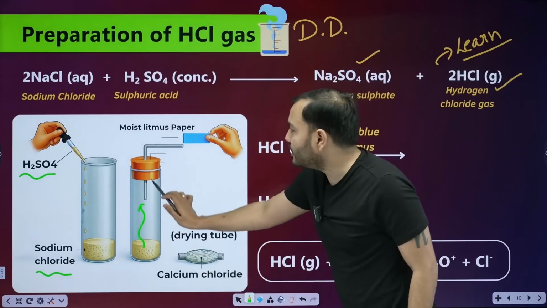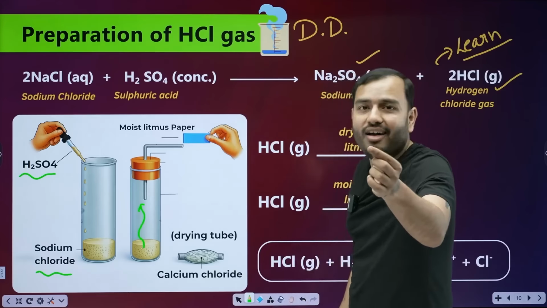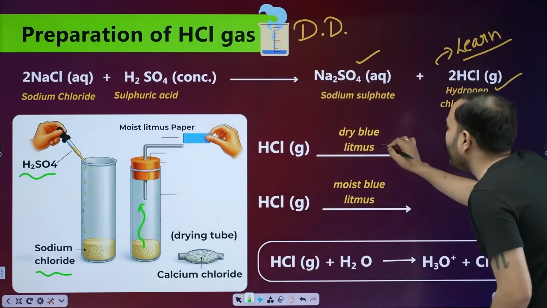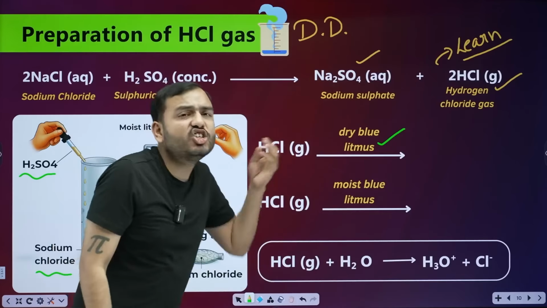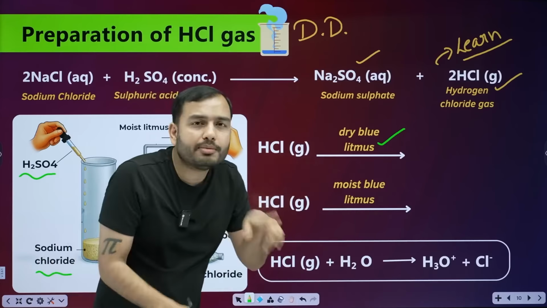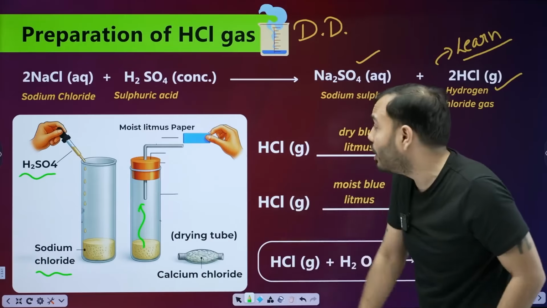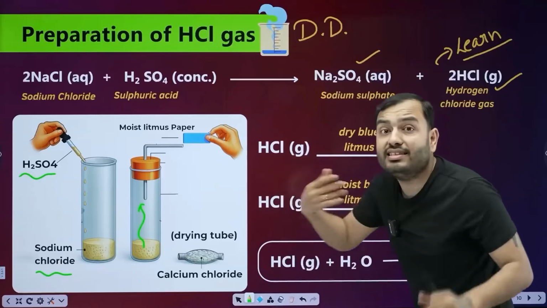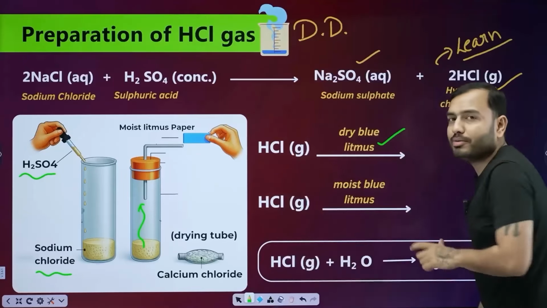When this HCl gas came out of here, we brought litmus paper. But listen to this carefully. We brought dry blue litmus. What is it? HCl gas. What did we bring? Dry blue litmus. No water is there. Now tell me, will the color of litmus change? No, it won't. Why won't it change? Because HCl gas is there, no water.